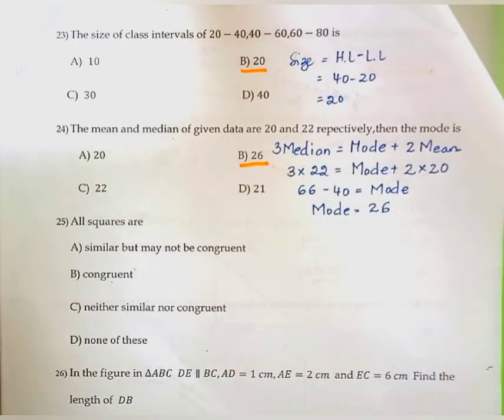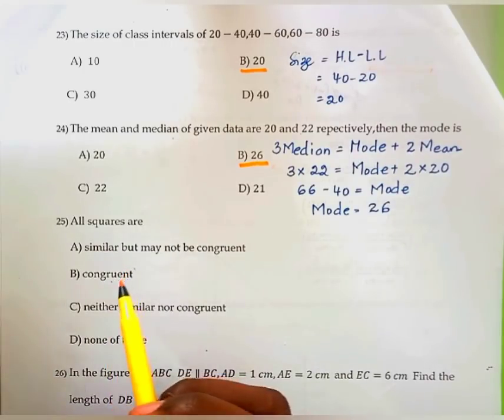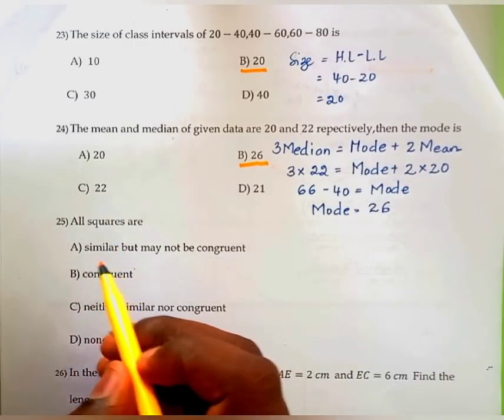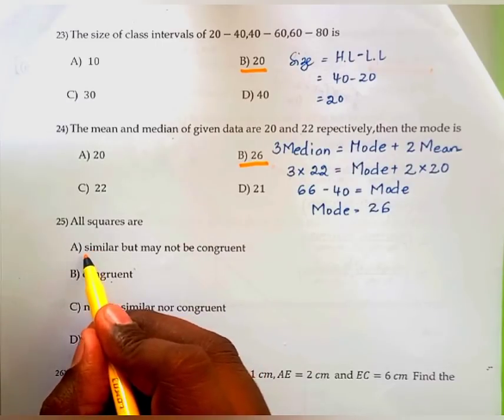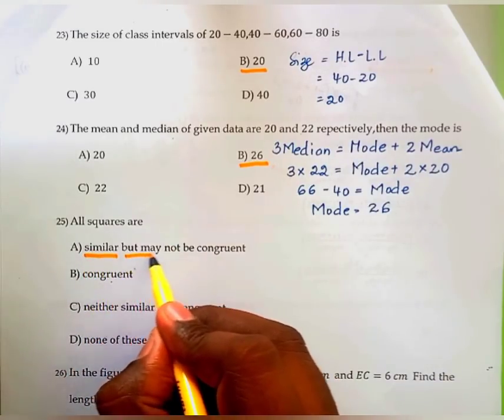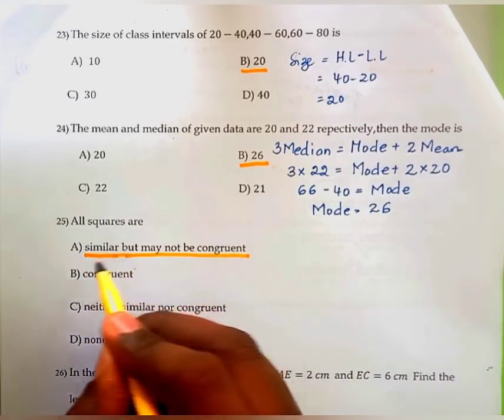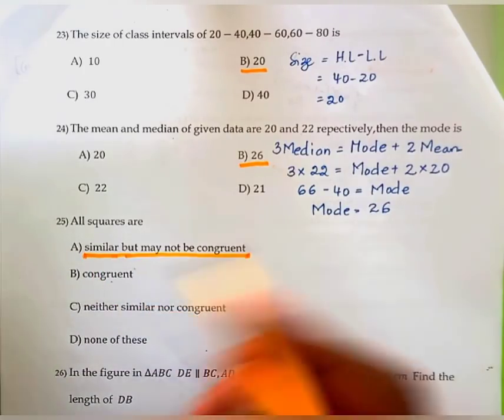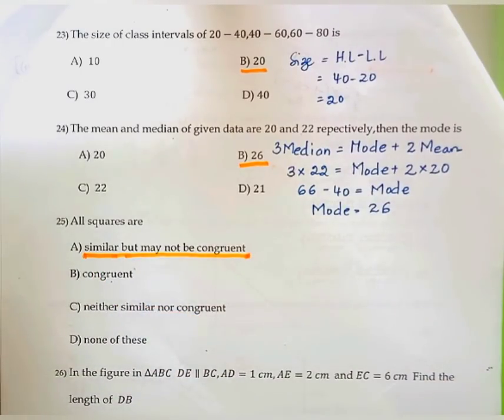Now question number 25. All squares are... It is a similar question as in the previous question paper. All circles are similar but may not be congruent. The same way, all squares are similar but may not be congruent. Therefore the correct answer is option A.